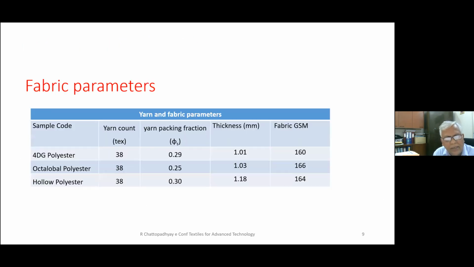From there, using these fibers, some yarns are made and then some fabrics are also produced. Typically the yarn counts are kept constant at 38 tex. The twist level also is kept constant. And the fabrics are made of a GSM which is around 160, or close to 160.